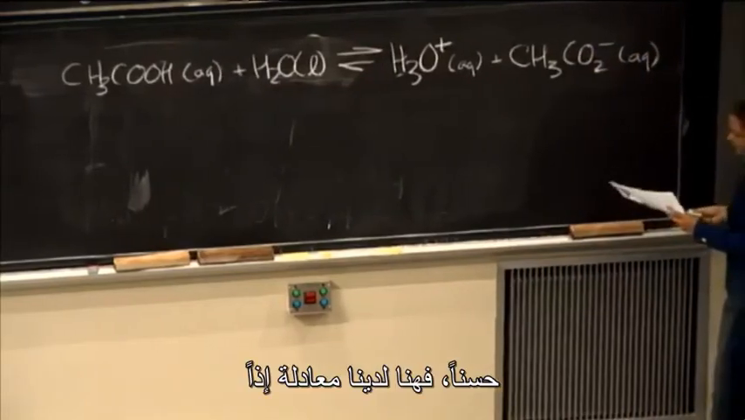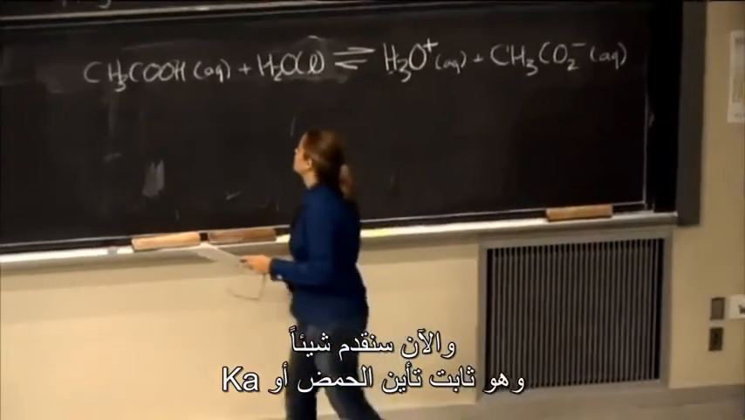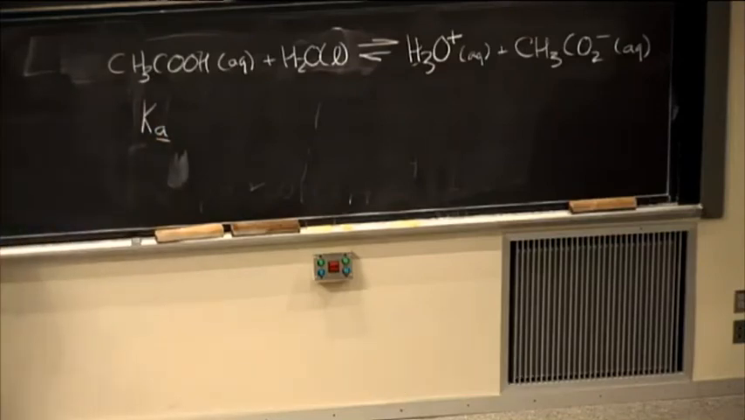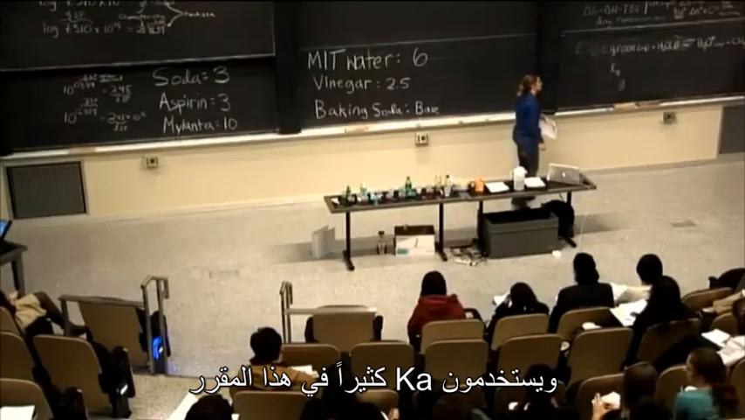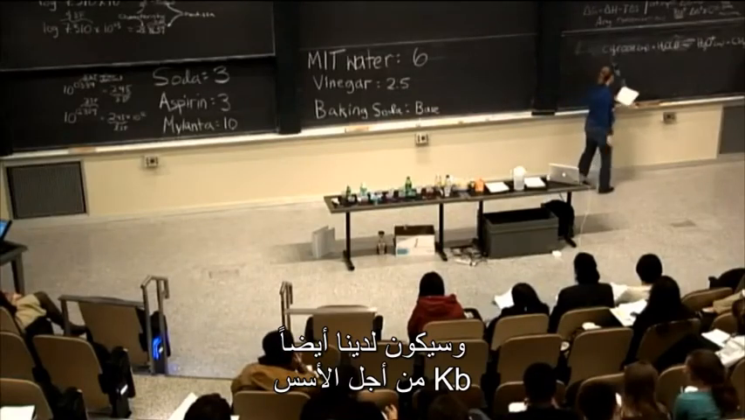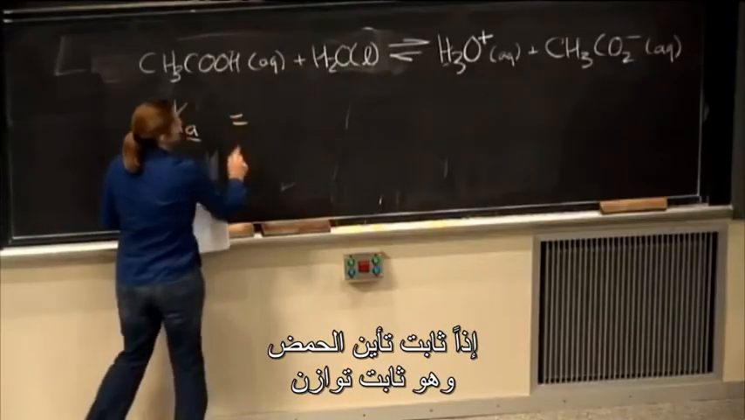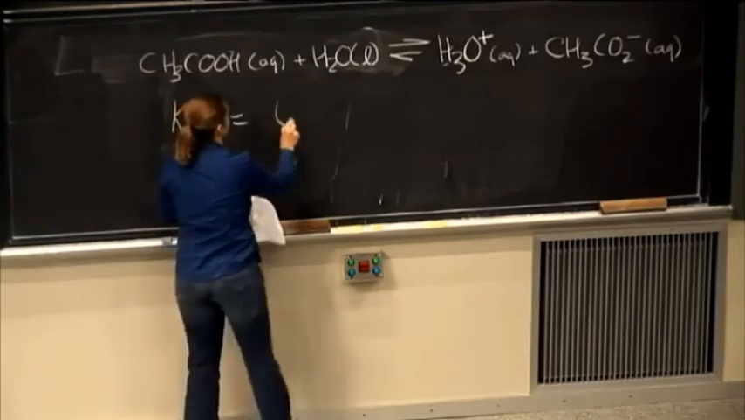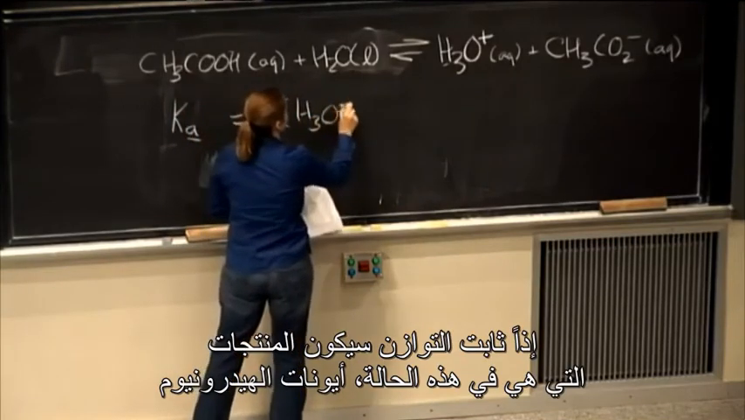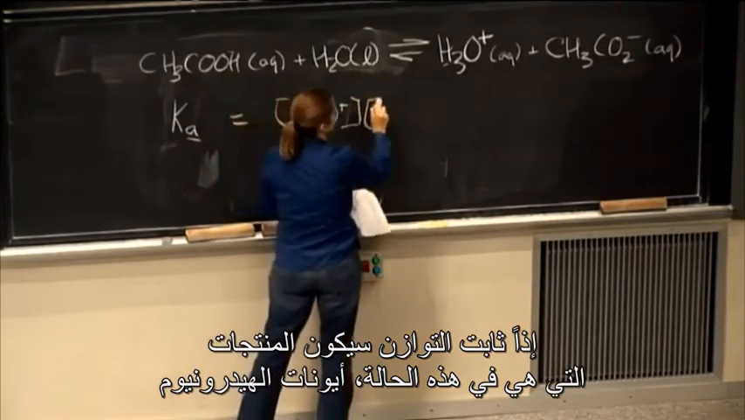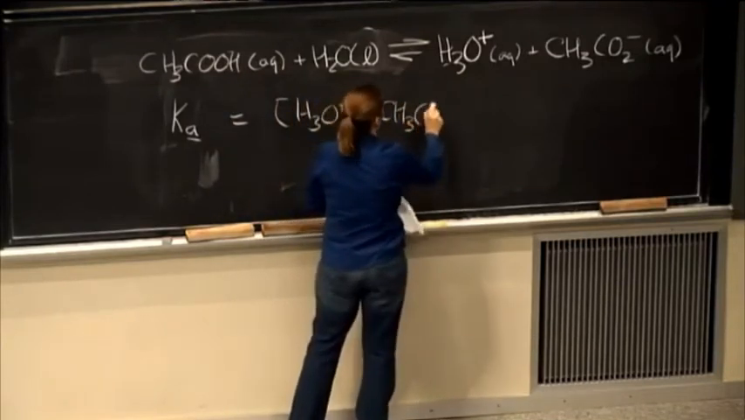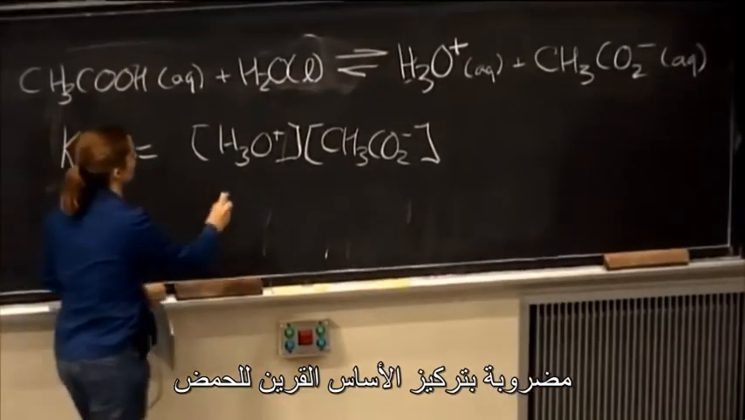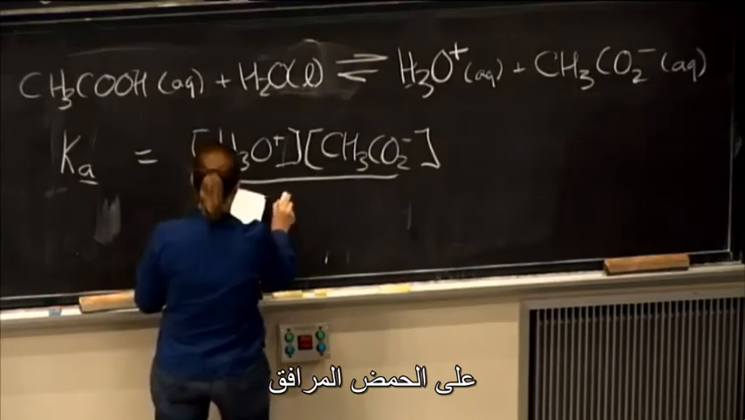All right, so here we have an equation. And now we're going to introduce the acid ionization constant, or Ka. And you'll be using Ka a lot in this course. We're also going to have some Kb's for bases. It's an equilibrium constant, so you all know how to write equilibrium constants. The equilibrium constant is going to be the products, which in this case is hydronium ions, times the concentration of the conjugate base of the acid, over the conjugate acid.